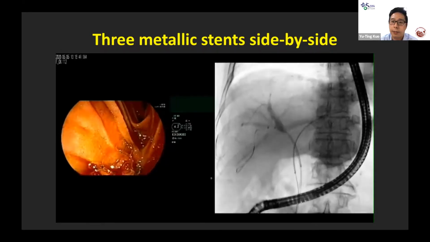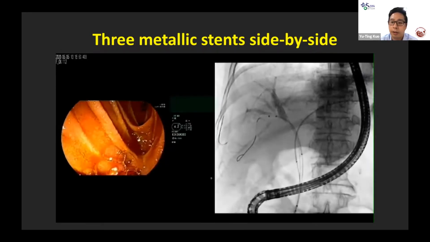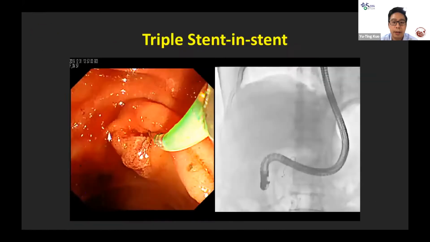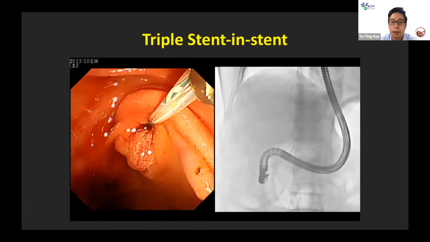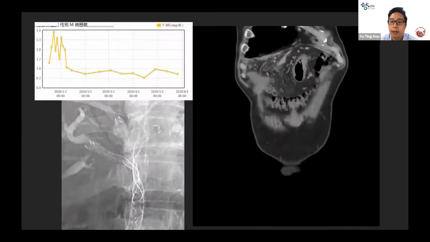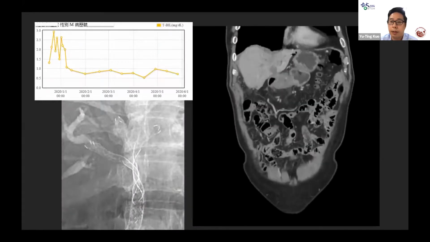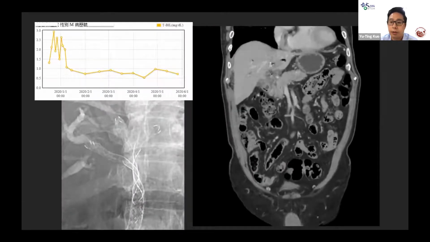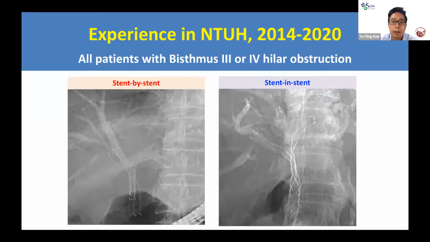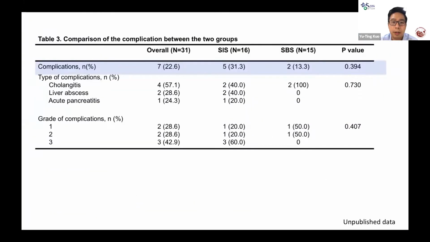This is three stents by stent in one of our cases, and another case is also stent by stent, placing three stents. Because of the time limit, I will not show this video. I'm very sorry, and I think this is also okay.